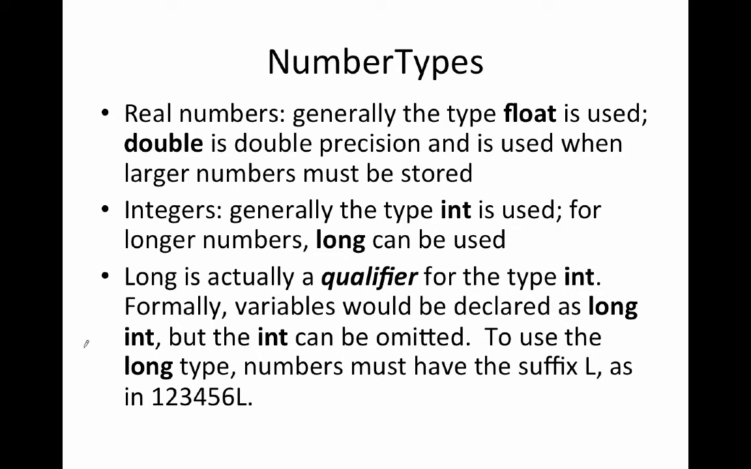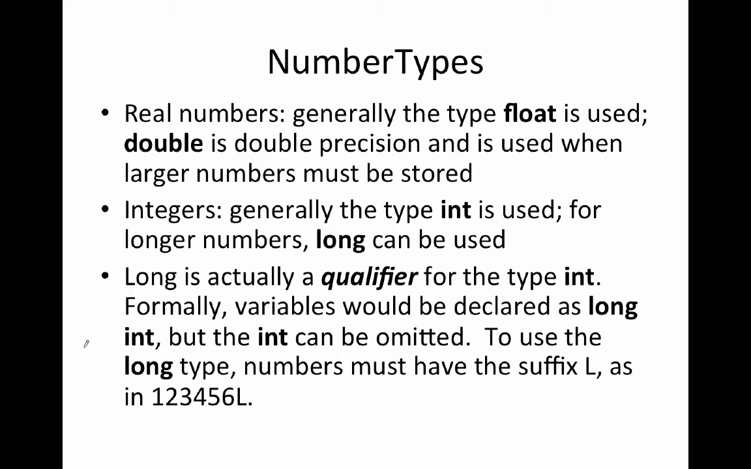So more on number types. Again, for real numbers, generally we use the type float. Double stands for double precision, and that's used when you need to store a larger number than what you could store in the type float. But usually for real numbers we use float. And for integers we usually use the type int. However, there is another integer type for longer integers, which is called long.